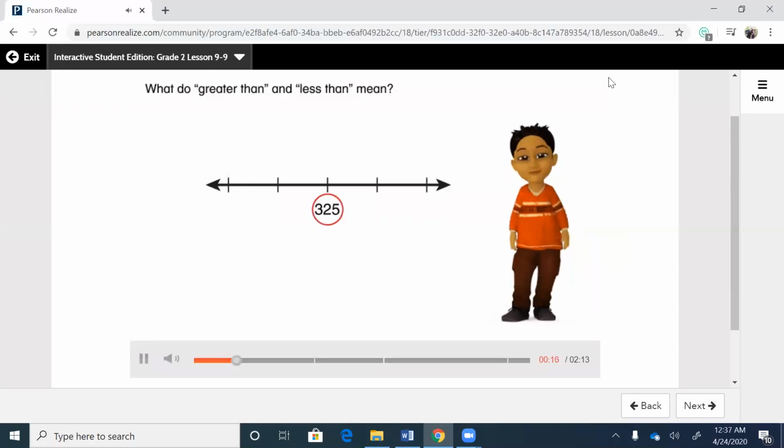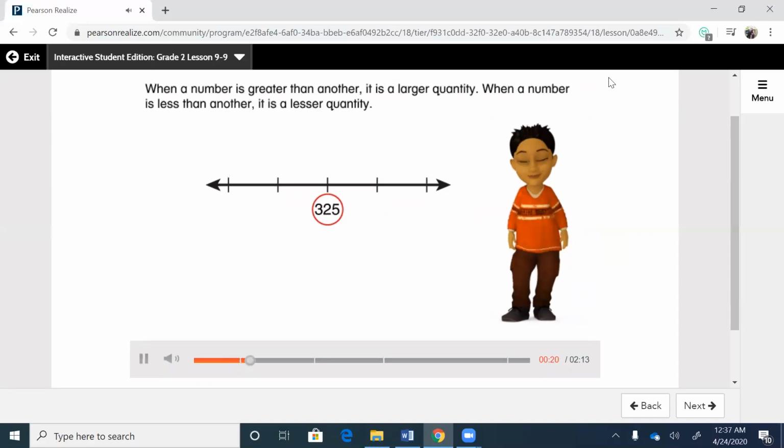What do greater than and less than mean? When a number is greater than another, it is a larger quantity. When a number is less than another, it is a lesser quantity.